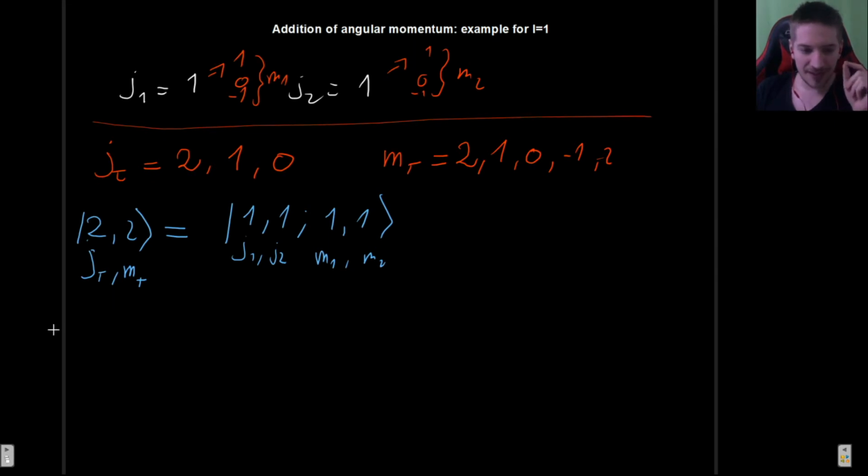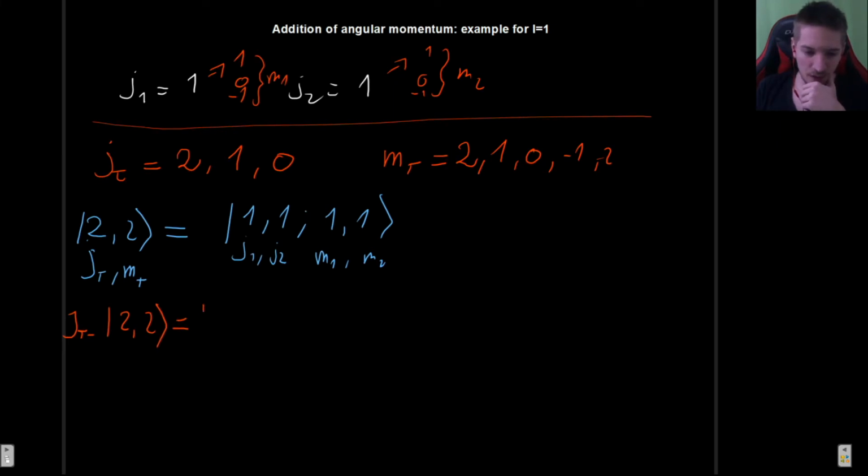Now let's go for the state 2, 1. In order to find this, we need to apply the lowering operator to this quantity right here. So let's see how that is done. Just as we did in the previous video, we need to take the lowering operator, which I will call j minus or j total minus, and we have to let this act on the state 2, 2.